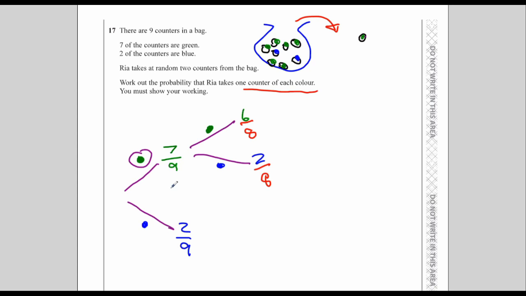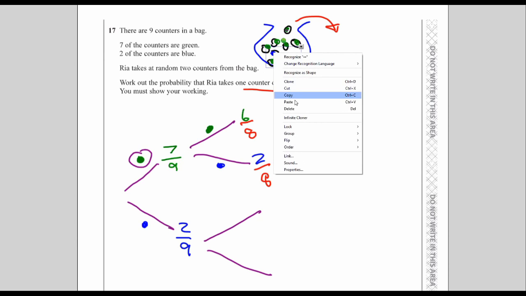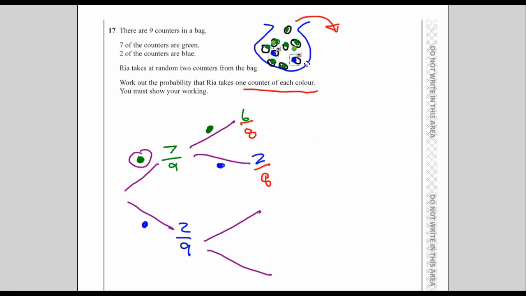Same one for down at the bottom. This time, we didn't take the green out. We took one of the blues out. Not both of the blues, one of the blues. Don't be too hasty there. Took one of the blues out. Again, there's 8 counters left.